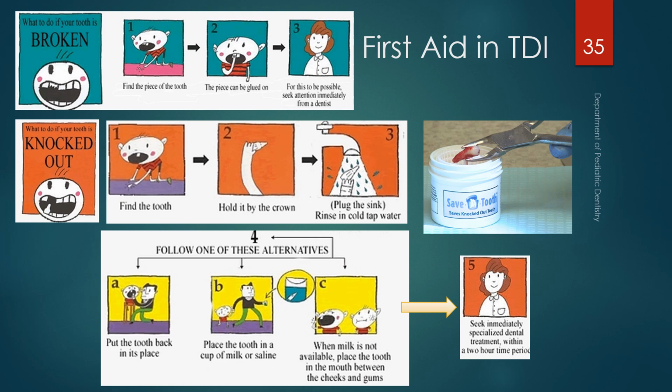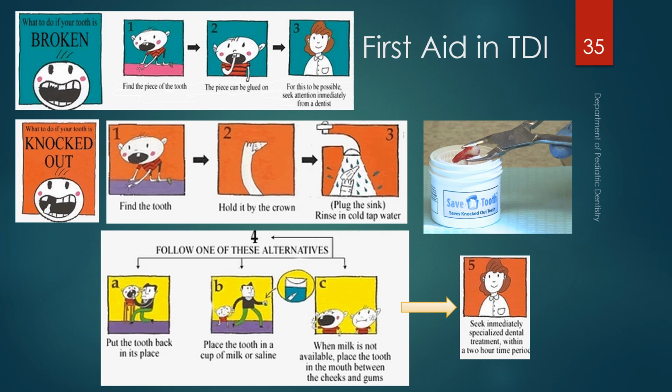On the right side, you see something with the forceps and a tooth in the forceps, and the container which says save tooth, saves knockout teeth. So this is one of those commercially available kits which contains HBSS. If the tooth is knocked out, you wash the tooth in running water and you put the tooth into this container, and you get the container and the child to the dentist.